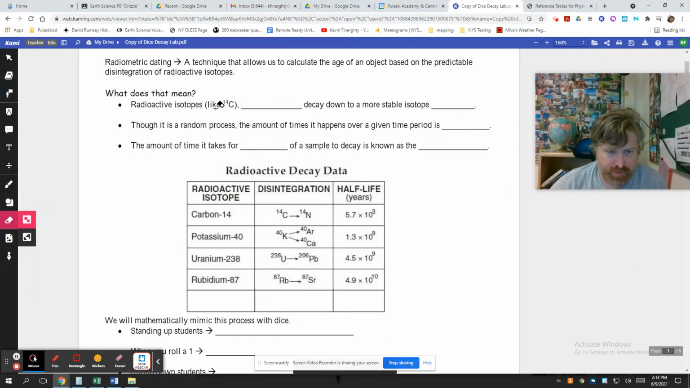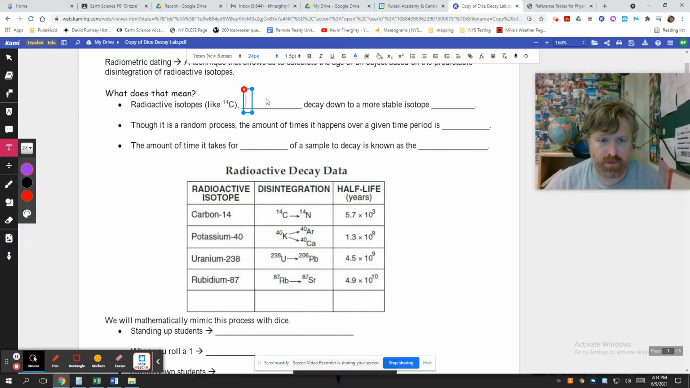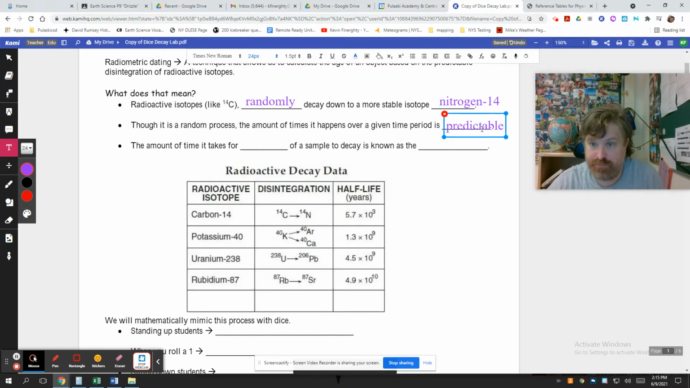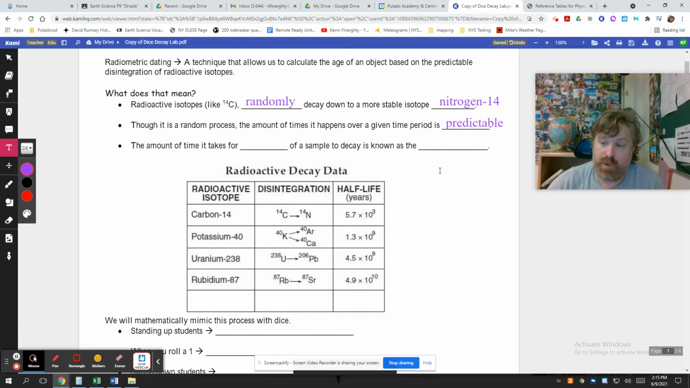So radioactive isotopes like carbon-14, this we will write in there, randomly decay down to a more stable isotope, and in this case, it's nitrogen-14. A random process, though the amount of times that it happens over a given time period is predictable. Which sounds weird: if it's randomly happening, how can we get a predictable rate out of it?